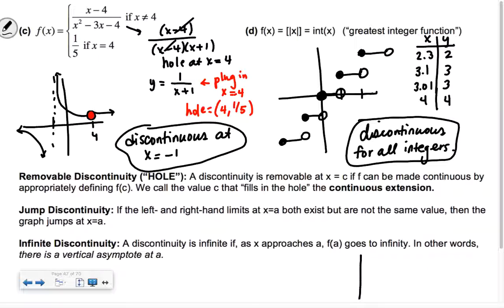So if you had a vertical asymptote, for example, there's nothing that you're going to fill in to make that continuous. So that's not a removable one. The other ones are called jump discontinuity. That's when your left-hand and right-hand limits go to different y values, so you have to jump from one place to another place. And then the infinite discontinuity is at a vertical asymptote. That's where you go to infinity or negative infinity.